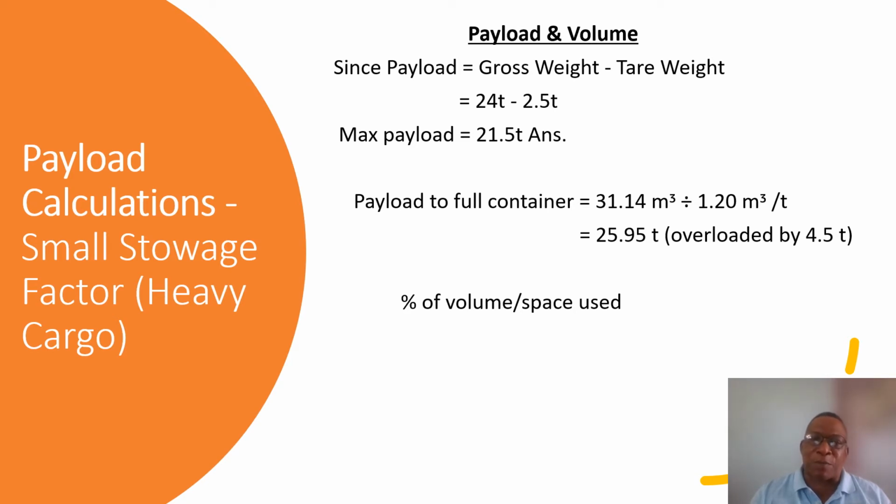Now let us look at the percentage of the volume or space that would have been used. The maximum payload is 21.5, which is what we can actually put inside of the container. And so we are going to divide that by the weight that can actually go into the space, which is 25.95, multiply by 100 to give us the percentage of 83%.